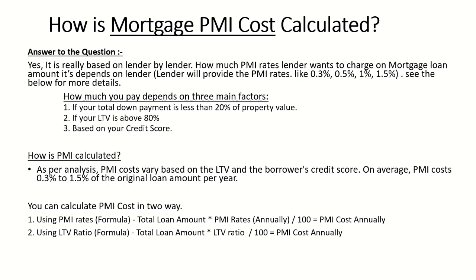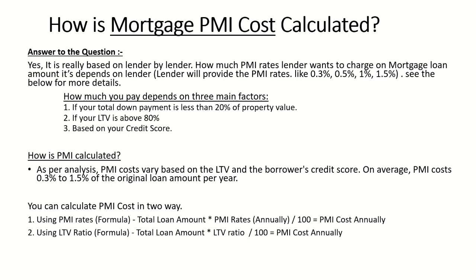So you can calculate PMI cost in two ways. Using PMI rates, this is the formula to calculate PMI cost: total loan amount times annual PMI rate divided by 100 is equal to the annual PMI cost. To calculate monthly, just divide it by 12 to get the monthly PMI cost. And second is using the LTV ratio: total loan amount times LTV ratio divided by 100 is equal to the annual PMI cost.